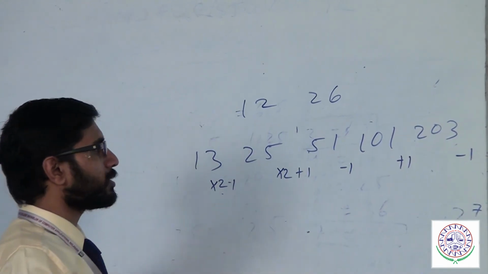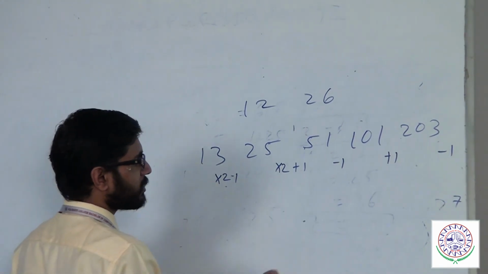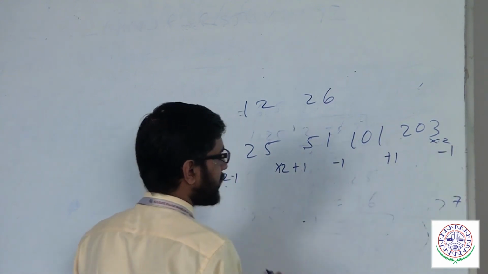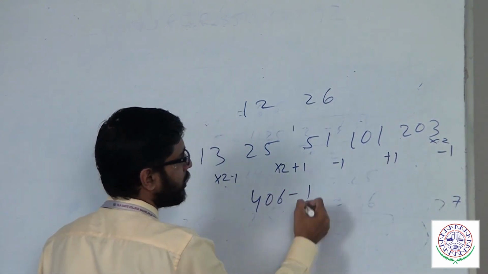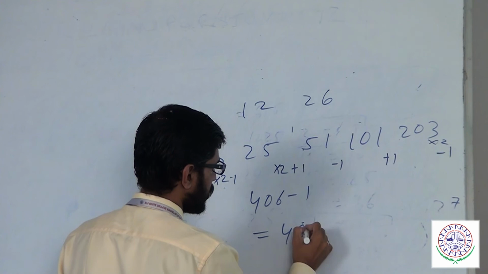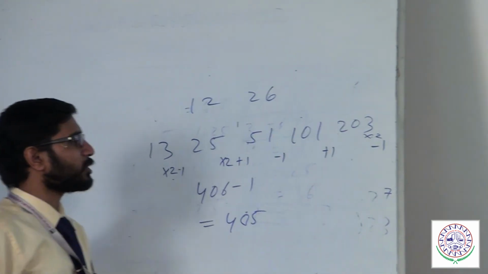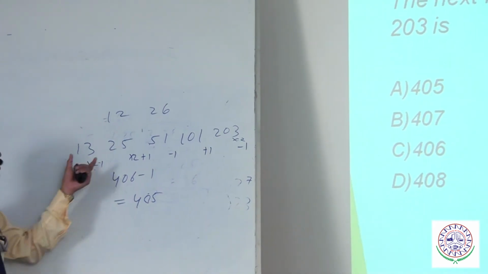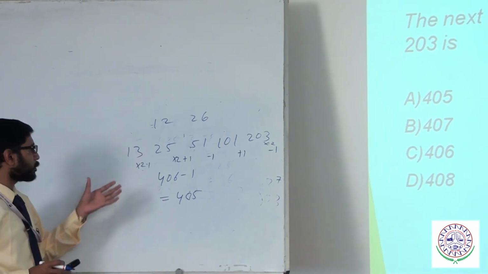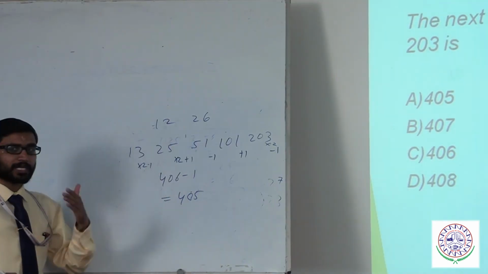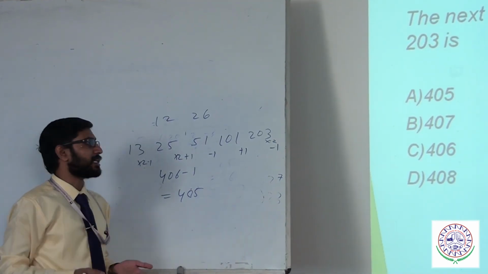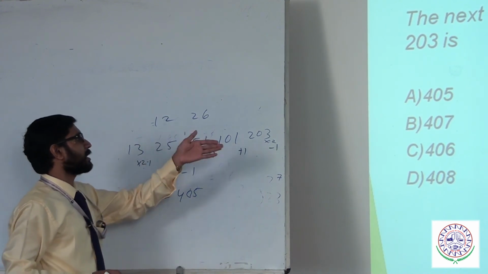So 203 double will be 406, because multiplied by 2, 406. So 406 minus 1, you can easily get the answer as 405. In such cases, spend 15 to 20 seconds to find the technique. If not, you can skip the question and try the other questions, and at the end you can attempt such questions.